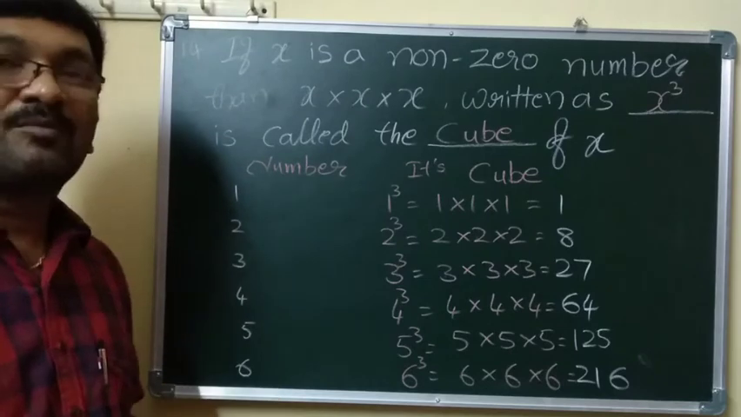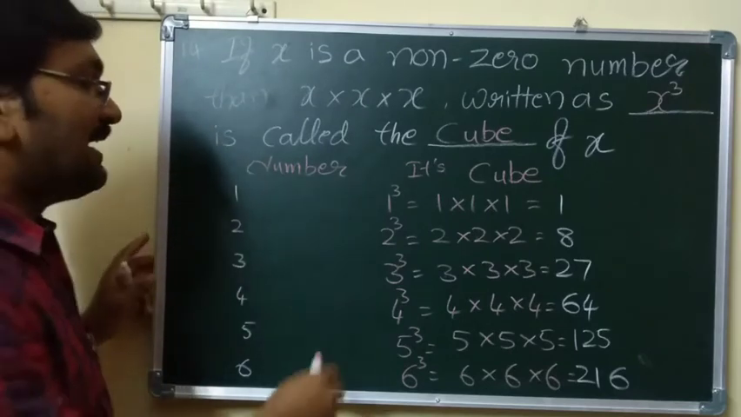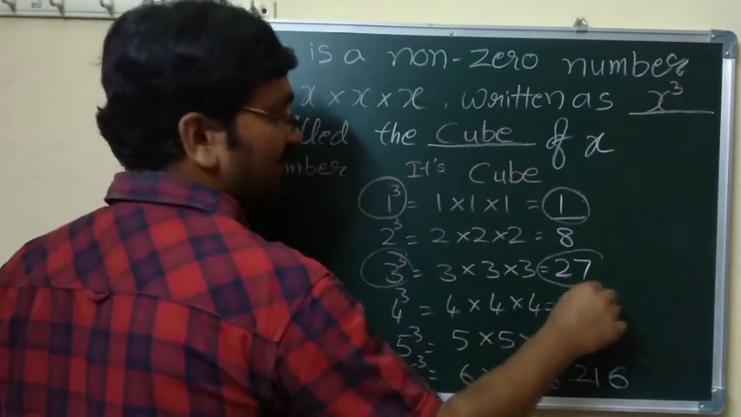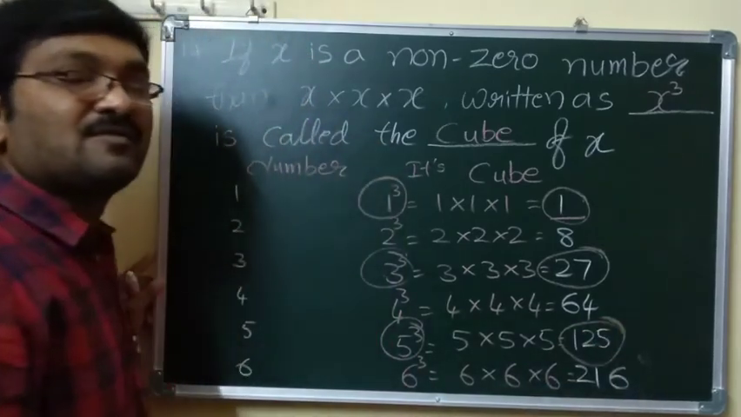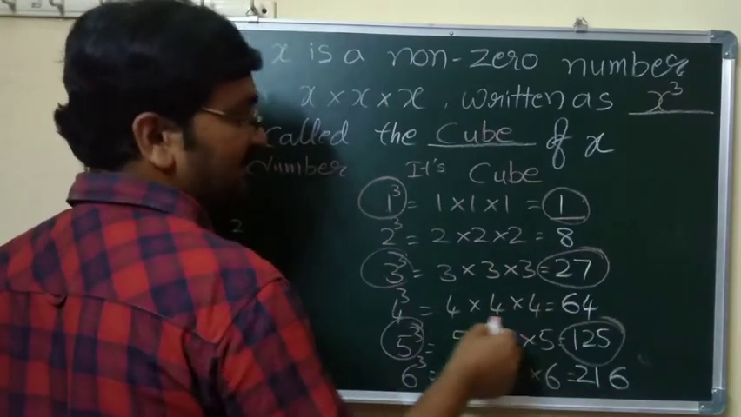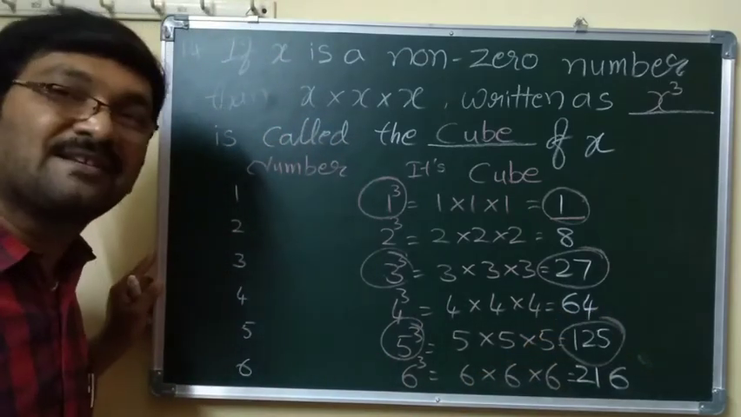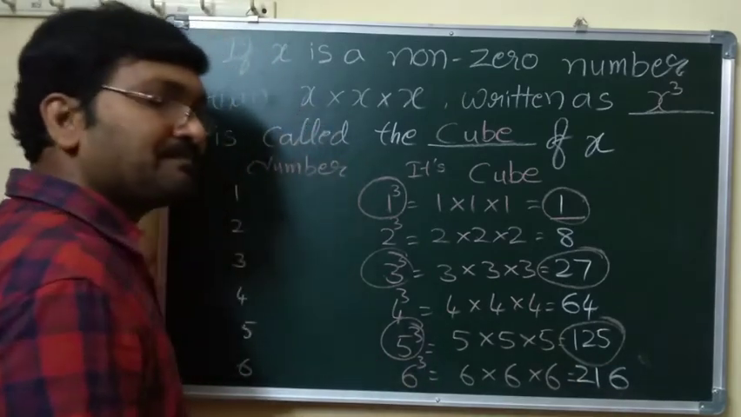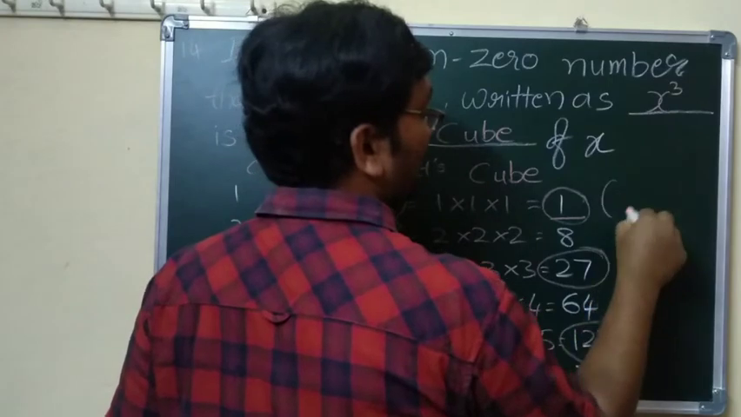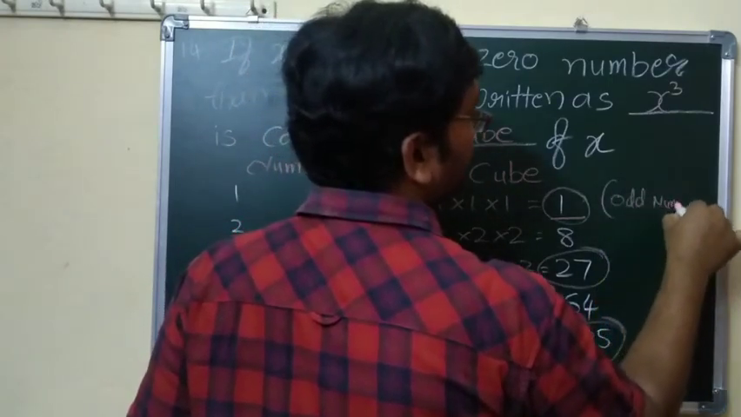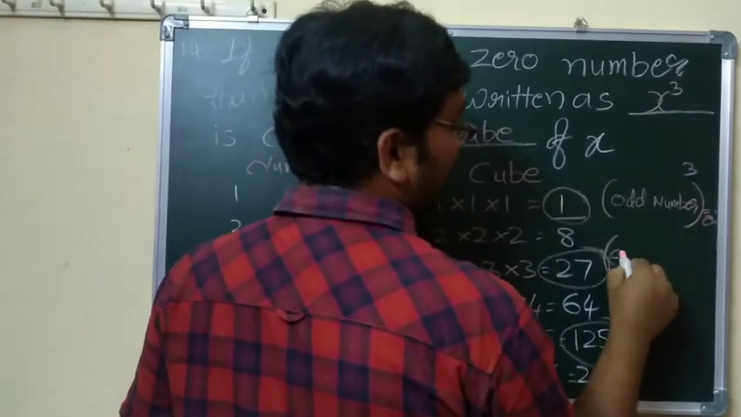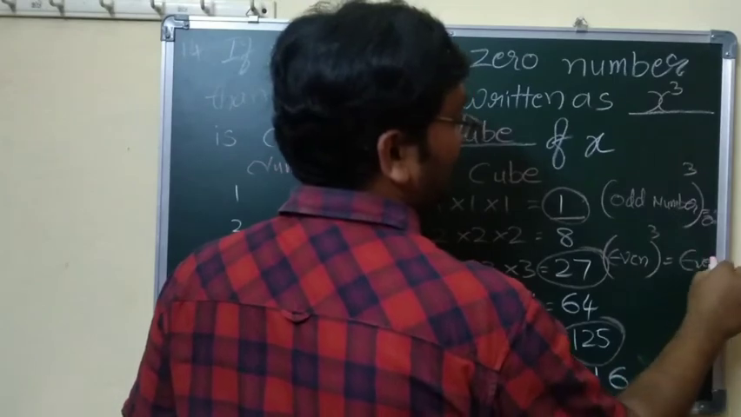Here you can observe some more points. For an odd number, the cube is odd. See, 3 is odd and 27 is also odd; 5 is odd, and 125 is also odd. If the number is even, its cube is even. 4 is an even number, its cube is 64, whose unit digit is 4, so it is also even. 6 cube is the same. So we can generalize: an odd number's cube is an odd number, and an even number's cube is an even number.